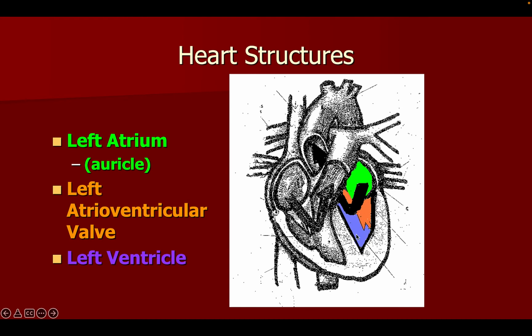So atria, ventricle, atrioventricular valve. All right, so get that straight. Are we on the left side? Are we on the right side? Are we in the atrium? Are we in the ventricle? We always go from an atrium to a ventricle via the atrioventricular valve. It just depends on if we're on the left or the right side.